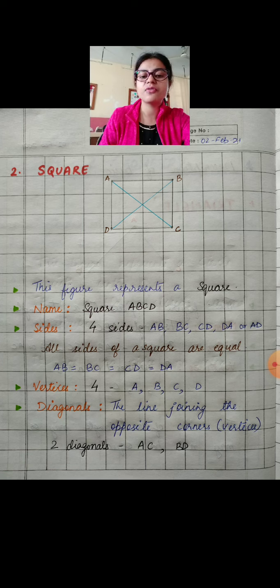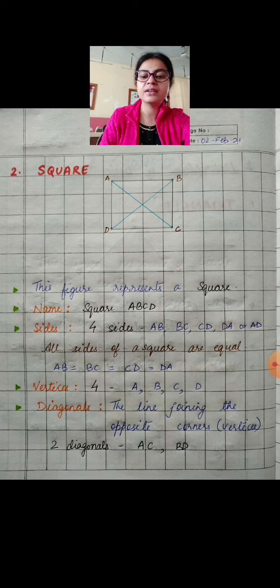All sides of a square are equal. So AB equals to BC equals to CD equals to DA. Now, vertices. Yes, it has 4 vertices. A, B, C, D. Next, in a square, we also have diagonals.